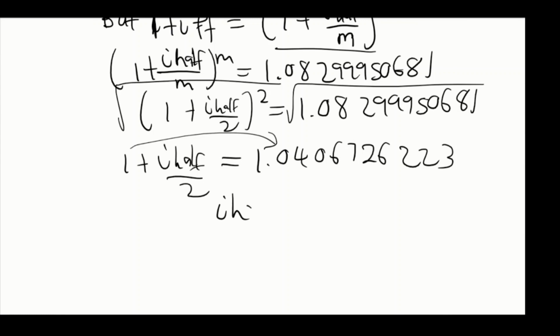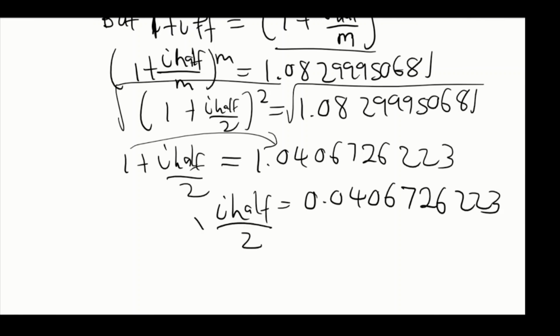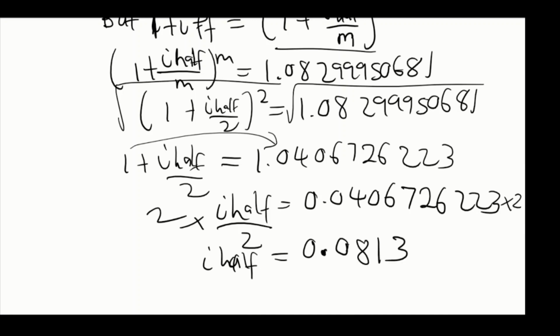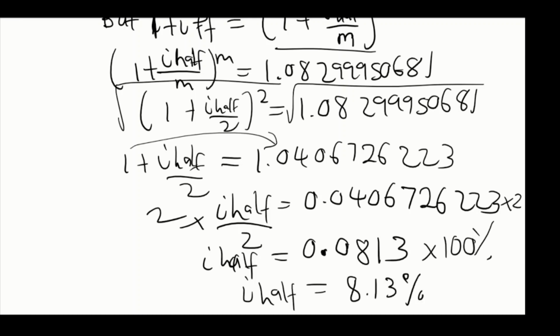We're going to get i half over 2 equals 0.0406726223. Then we multiply by 2 on both sides. Our i half is equal to 0.0813. Then, because we are looking for a percentage, i half is equal to 8.13%. So this is your final answer of the problem here.